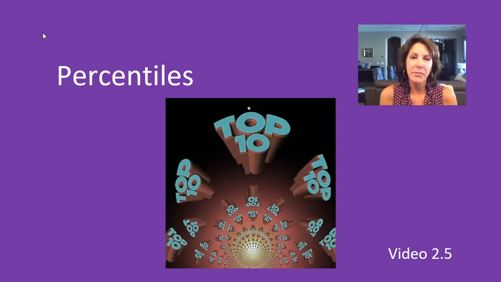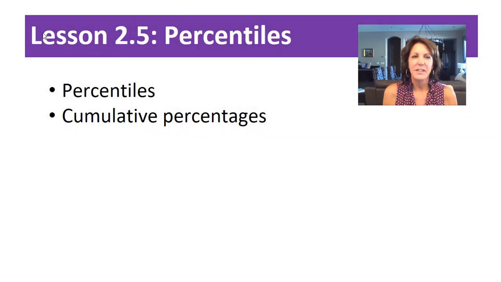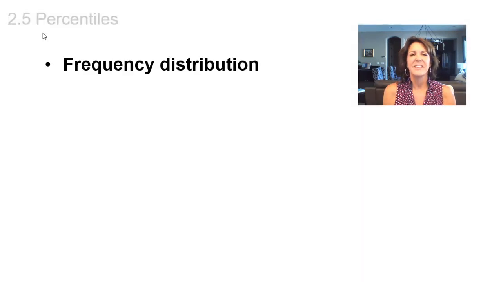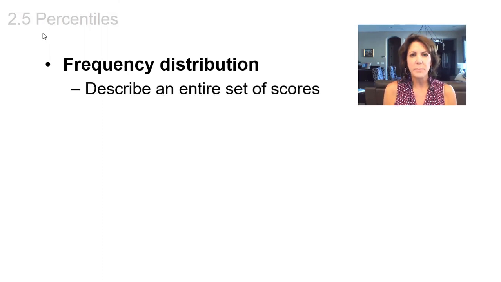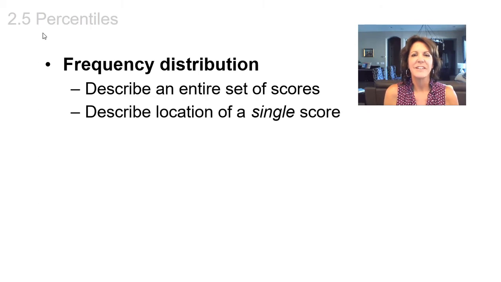Our last topic of lesson 2 is actually going to be over the next 2 videos. We're going to be talking about percentiles and something called cumulative percentages in this video. So as a reminder, when we have a frequency distribution, it describes an entire set of scores. And there is another way to describe the location of a single score.